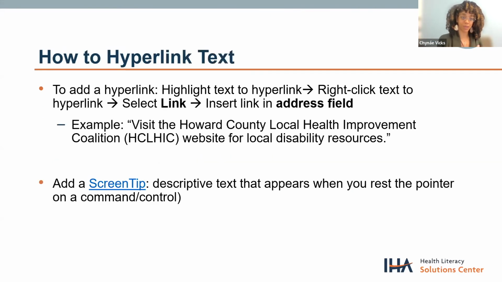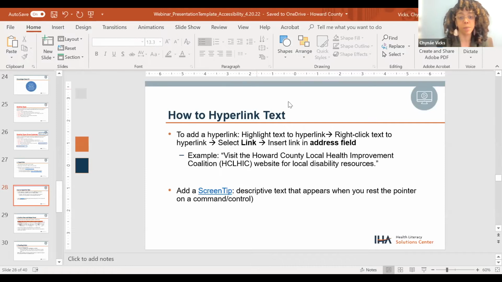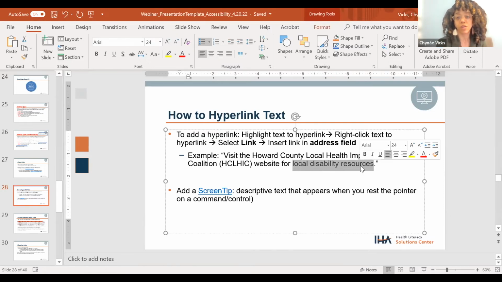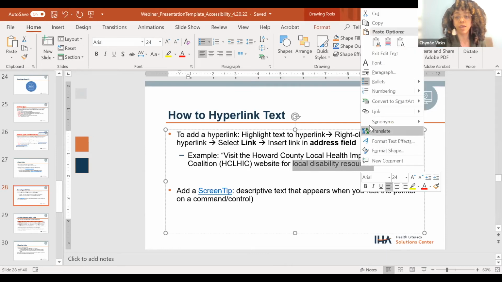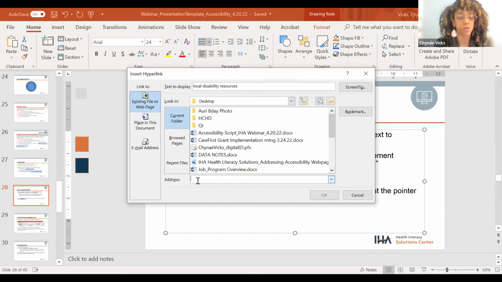All right, so how do we hyperlink our text? I'm going to show you this example here. In the example I have, it says, visit the Howard County Local Health Improvement Coalition website for local disability resources. So I may want to highlight the words local disability resources. I'm going to right-click that text, click the word link, and then I will have an address field. So I'm going to make this website up: www.hclhic.org/disability resources. I'm making that up.